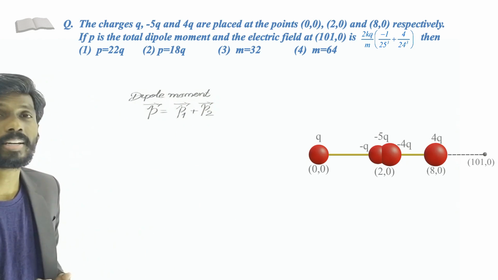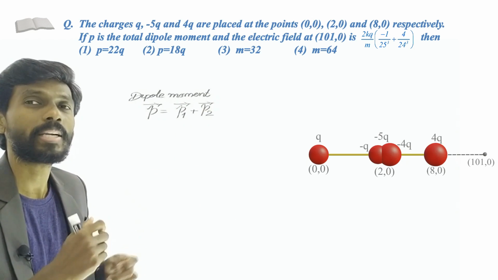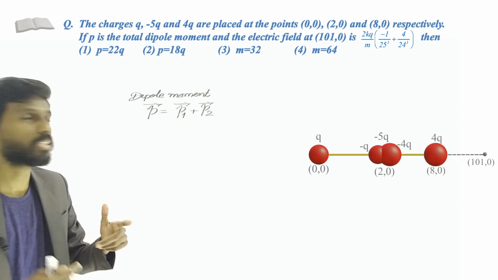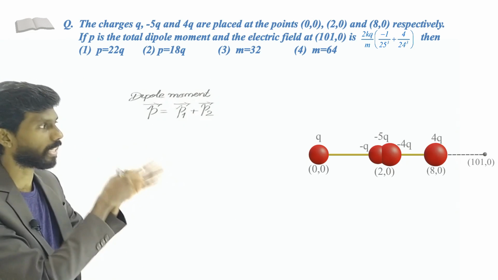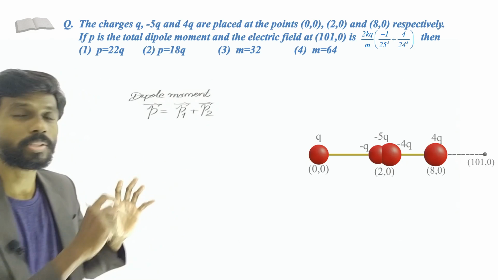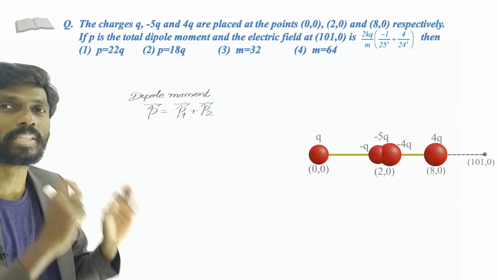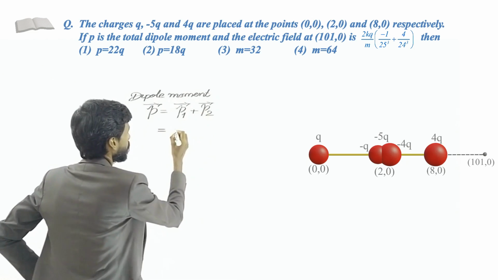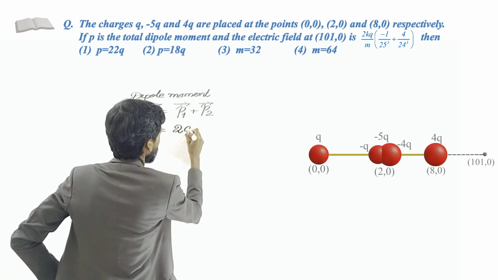So what is the formula for dipole moment? That is the distance multiplied by the charge. The charge here is q, multiplied by the distance. The distance here is 2, because one charge is at the origin and the other is at (2, 0). So the first dipole has dipole moment 2 multiplied by the charge q.